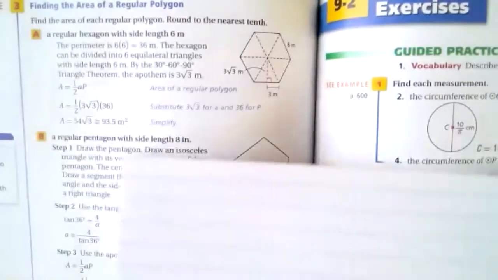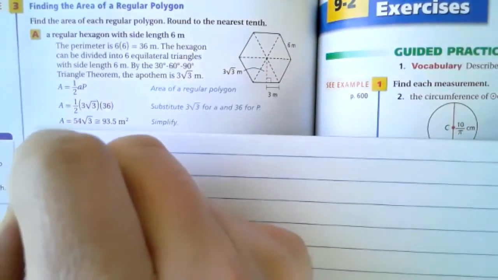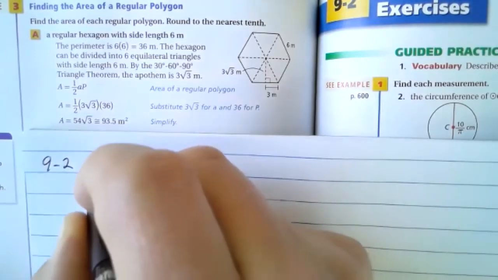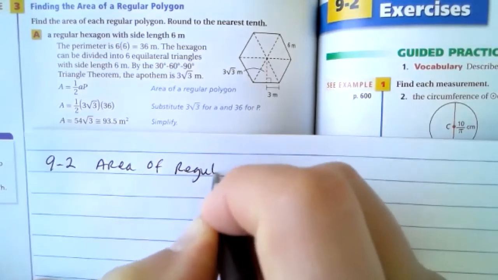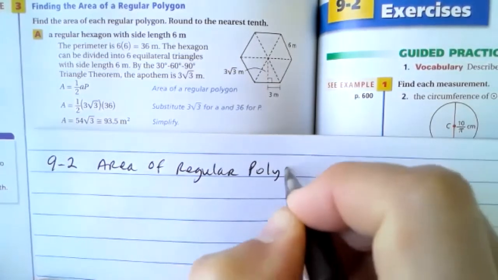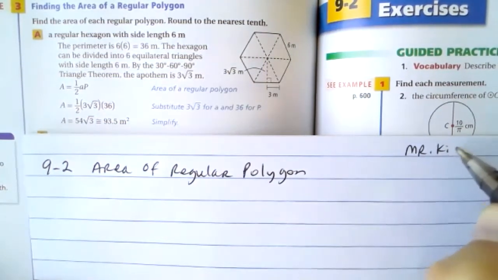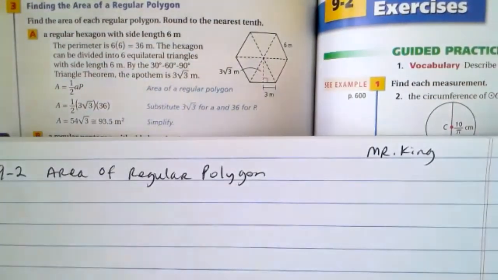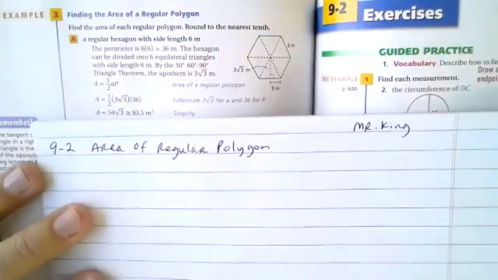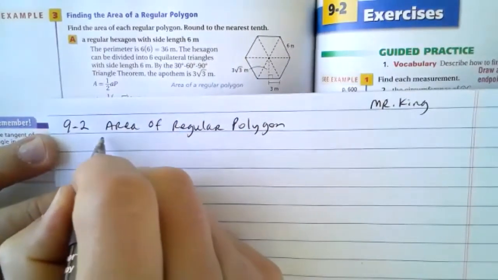Now everything that I write, I need you to write. So let's take notes today. Let's start off with section 9-2. We're going to write area of regular polygon. Then off to the side, put your name and get ready to send that in to me. And I don't remember today's date. I'm not even worried about today's date. I'm losing track of time because the days are kind of running into each other at this point.